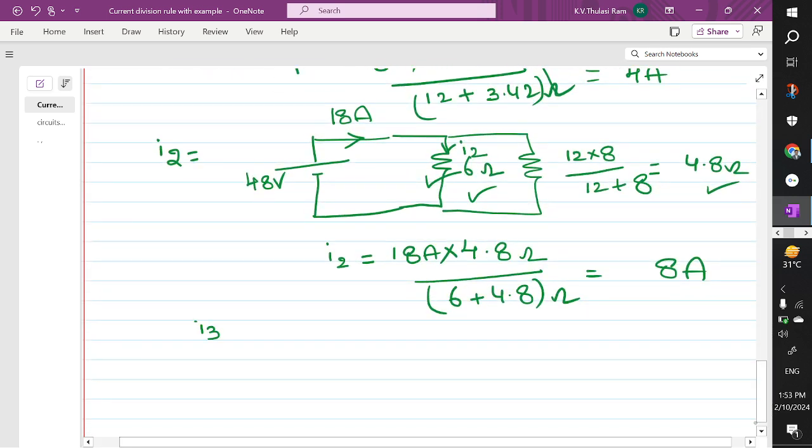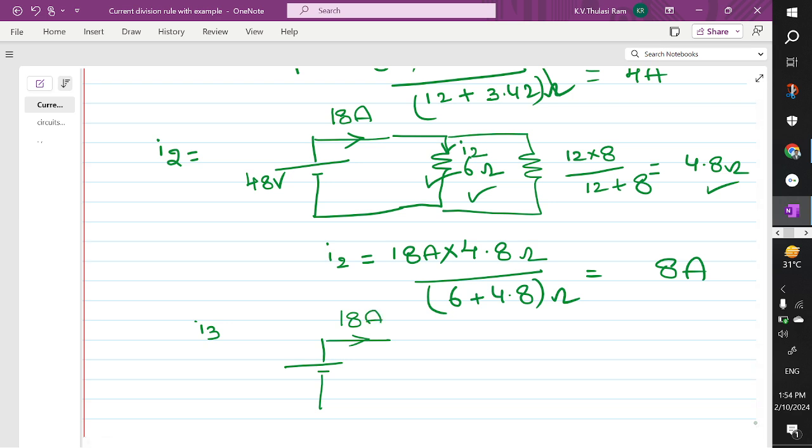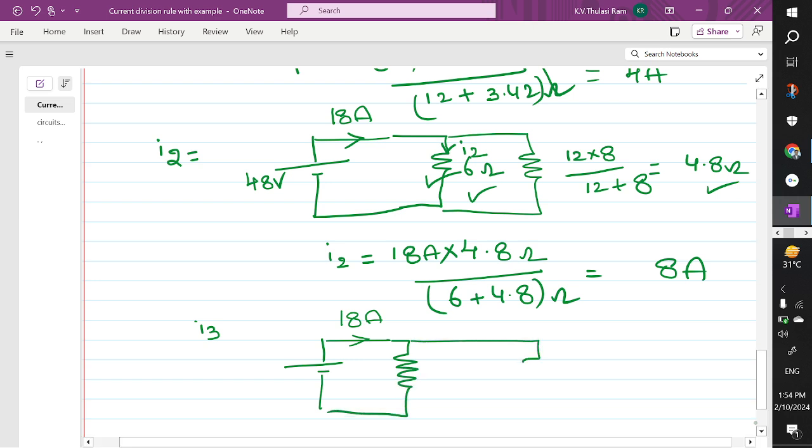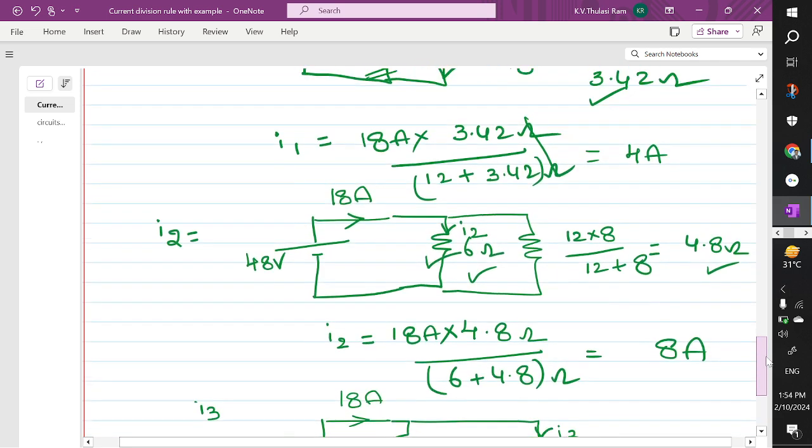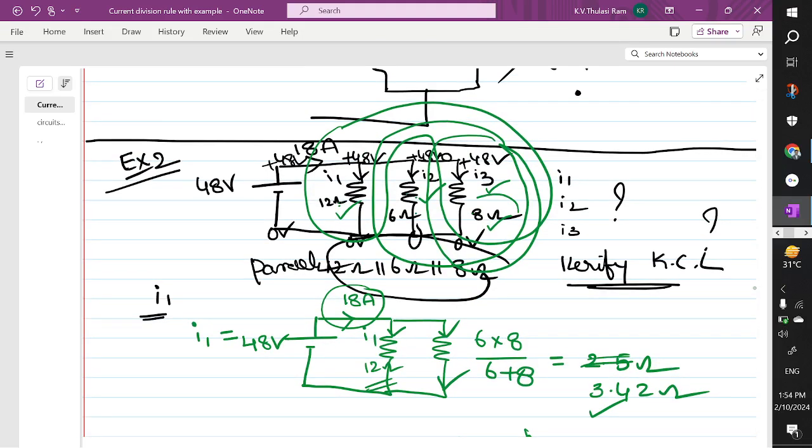How to solve I3? You have a voltage source and the total current given is 18 amperes. Here we have one resistor, and here the next resistor, where the current in this branch is I3, which is 8 ohms. You can see from here, copy from the board. So we need to find I3 for 8 ohms.